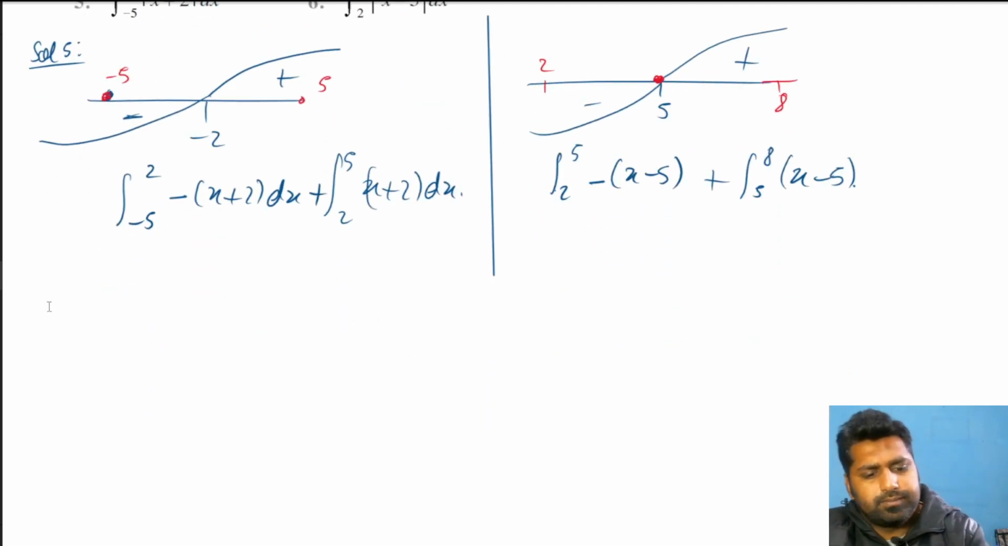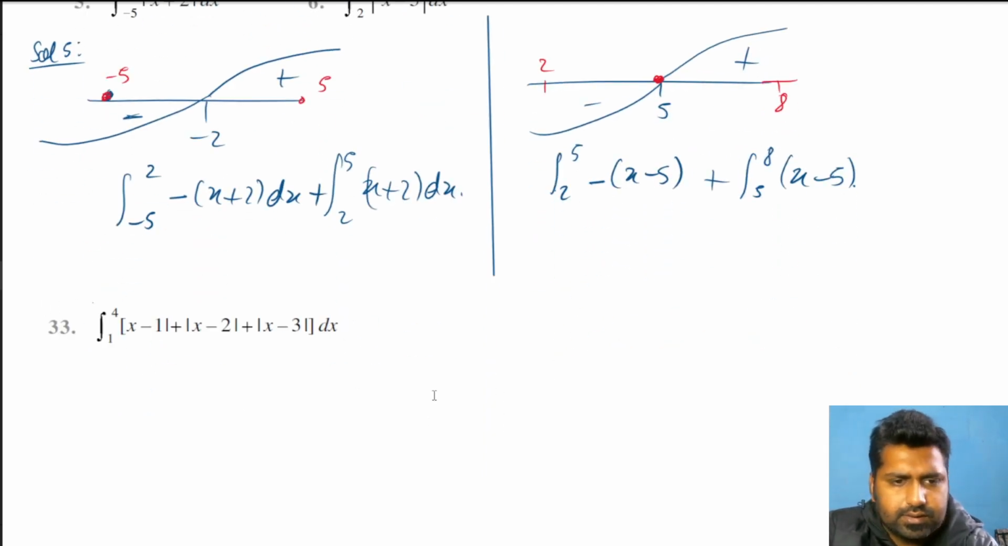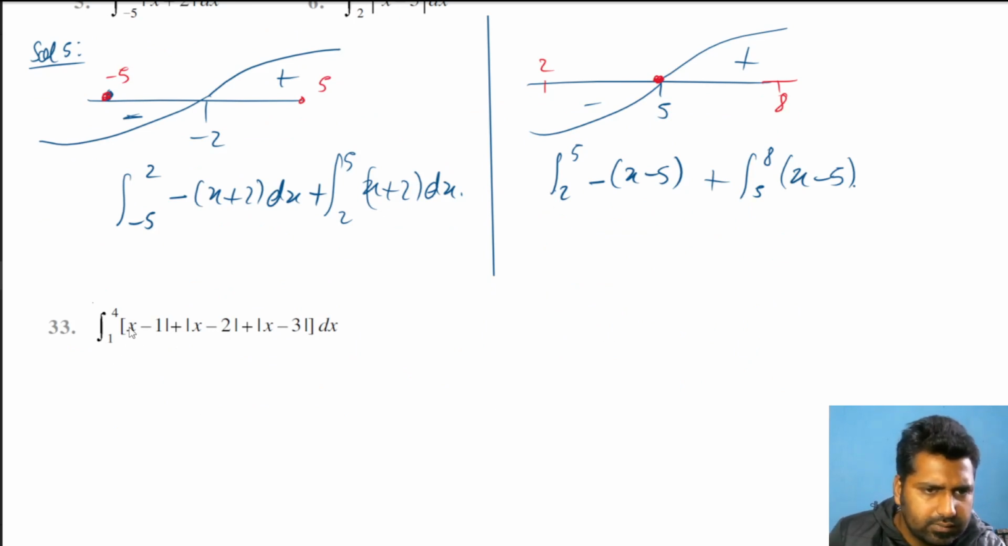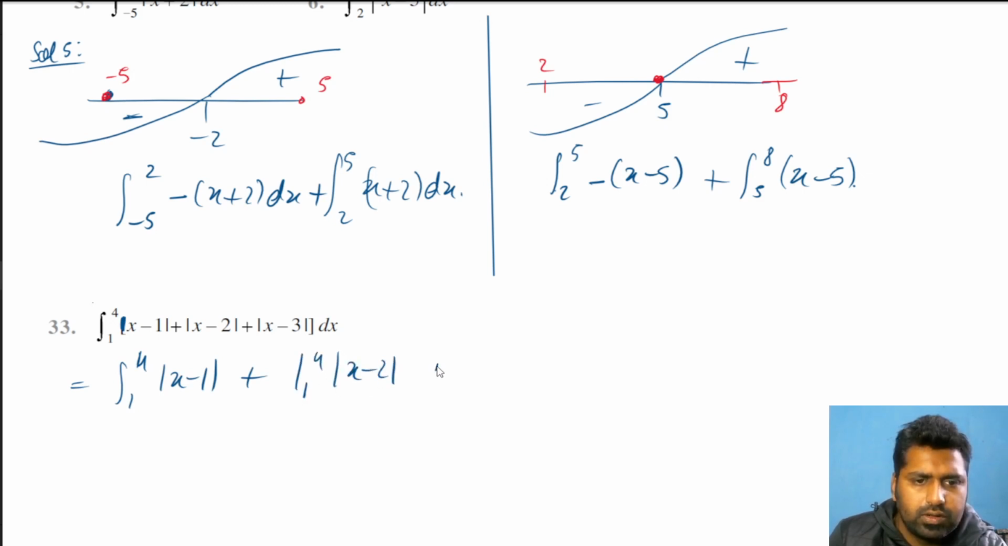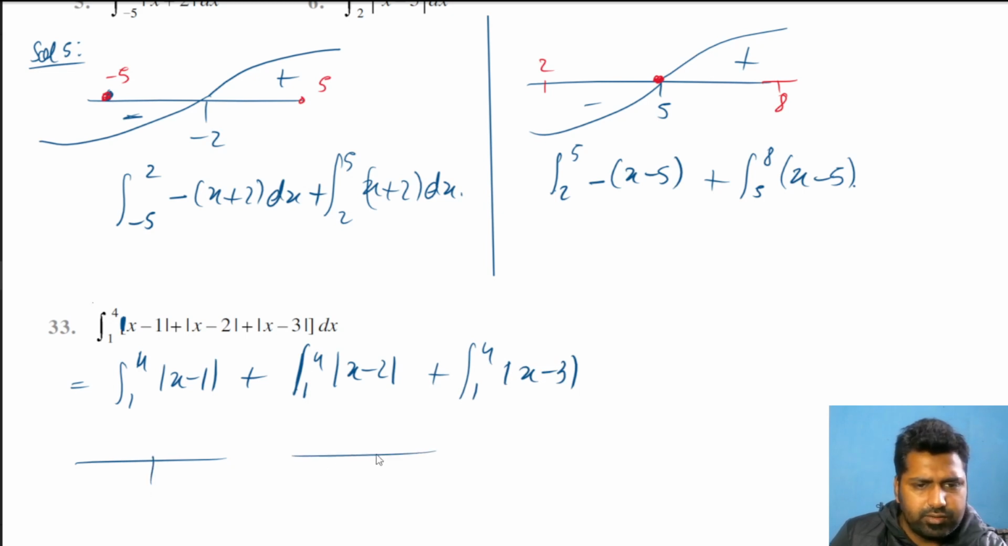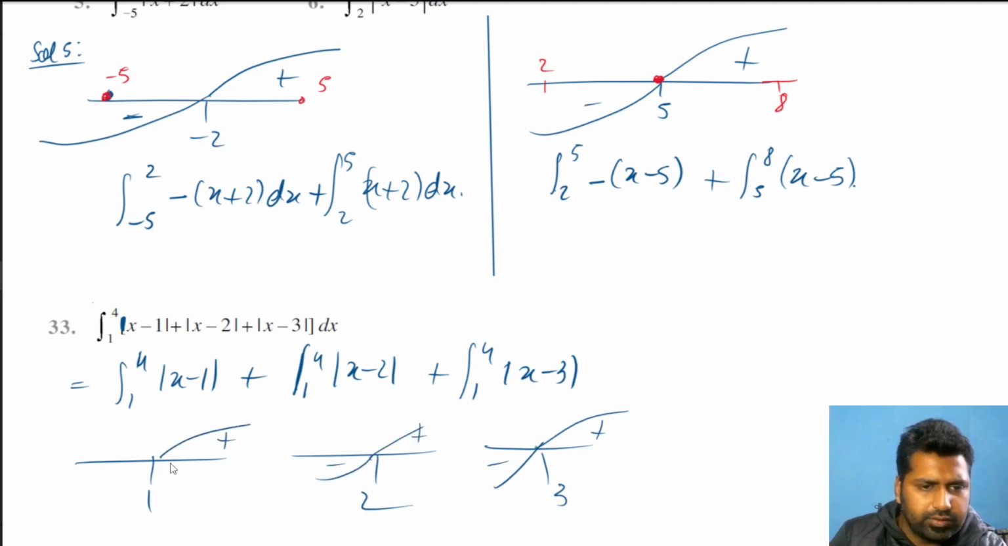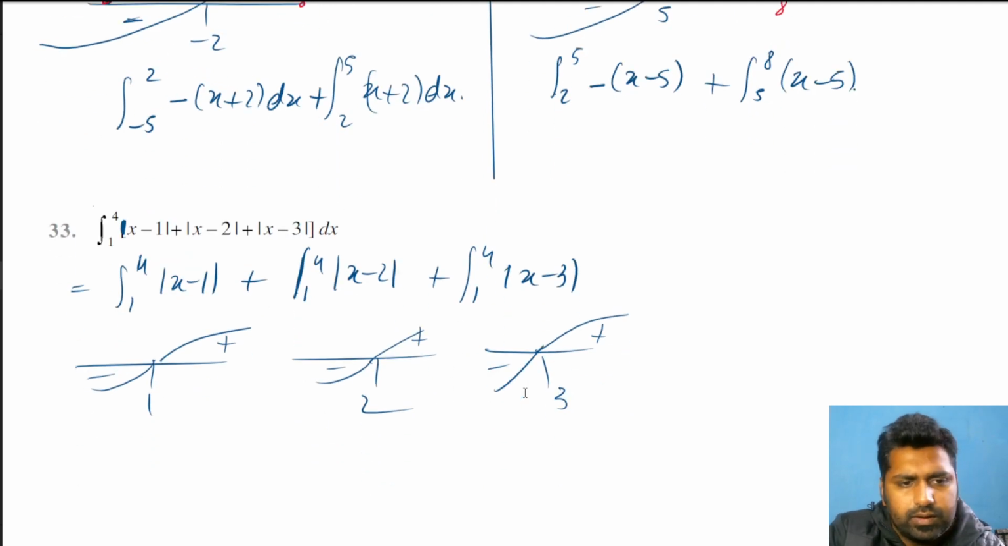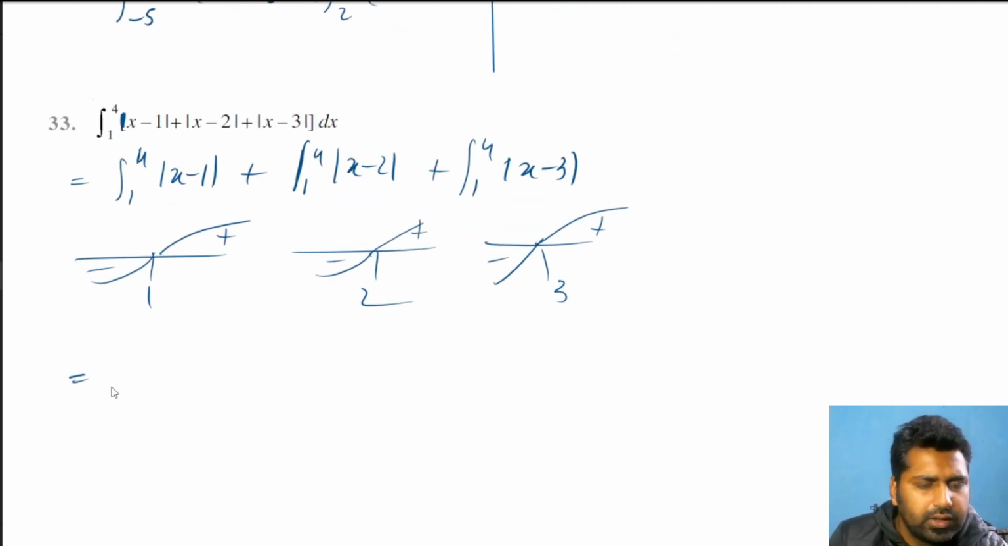Then there is this question, and it has a very simple idea. What you do is, there's a misprint, this is also mod. You do it like this, 1 to 4 mod of x minus 1, 1 to 4 mod x minus 2, integration 1 to 4 mod x minus 3, and you solve three separate questions, number line for this, number line for this, number line for this, 1 2 3, positive, negative, positive, negative, positive, negative. Okay, I'm not solving this, I'm just again giving you a hint for this.